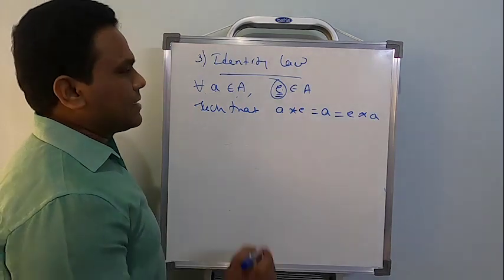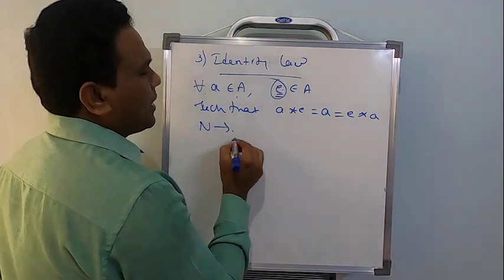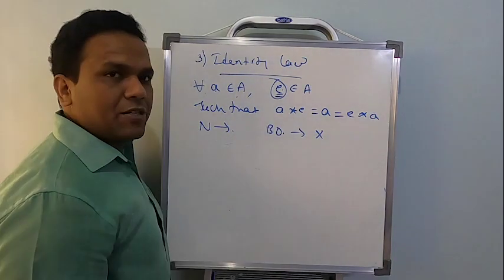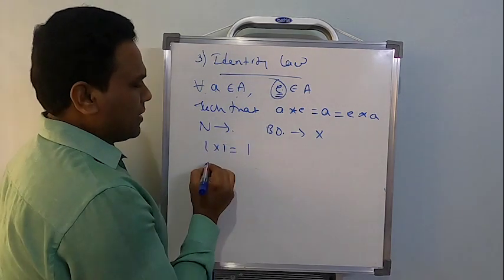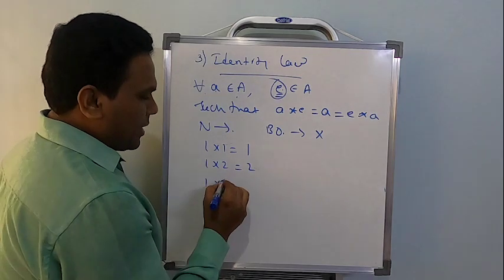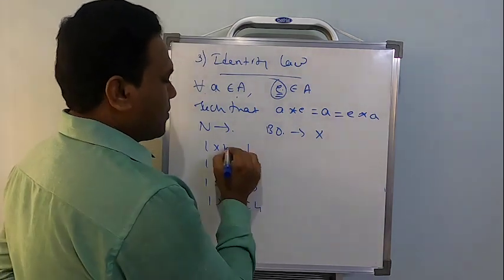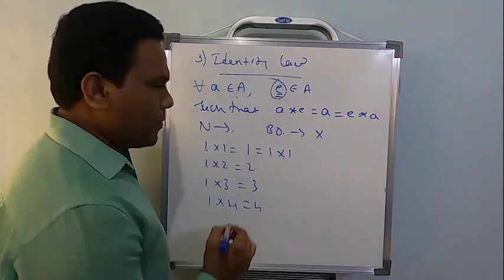I will explain you with an example. So let us consider natural numbers, and on this I am going to take the binary operation multiplication. So let's consider 1 multiplied by 1, 1. Okay, 1 multiplied by 2, 2. 1 multiplied by 3, 3. 1 multiplied by 4, 4. Remember, the same thing holds good. If you are doing 1 star 1, multiplied by 1, it's going to be the same.